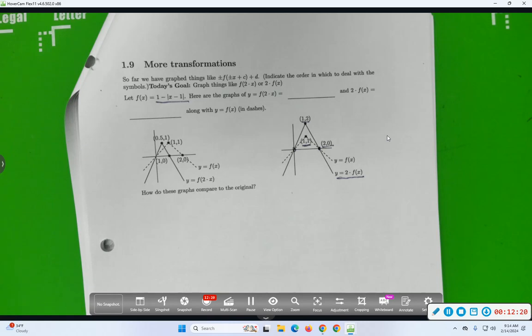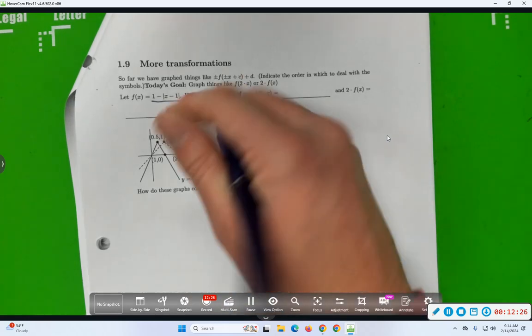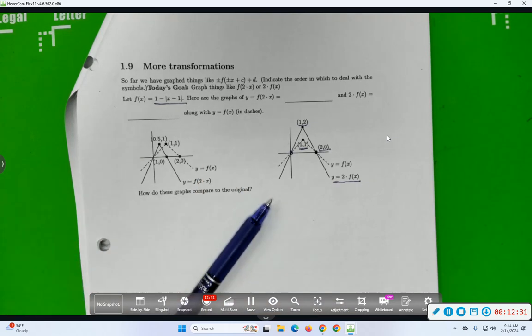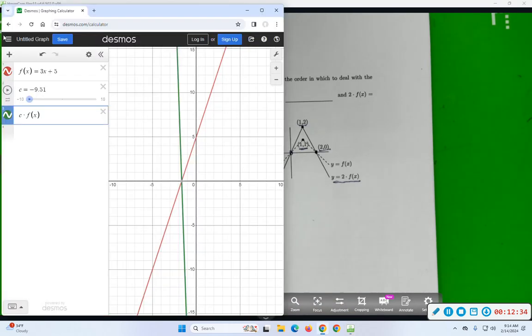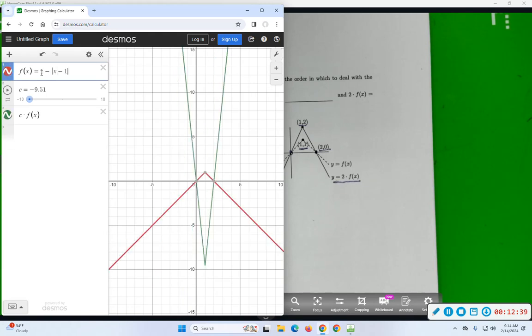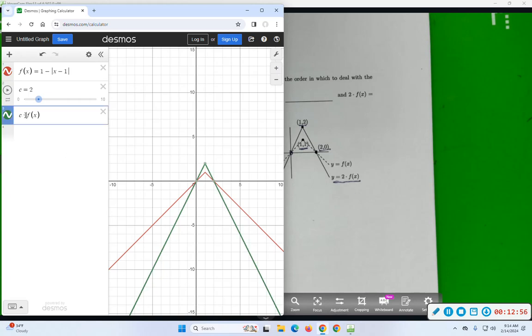Let's see what happens when we do the opposite. So here's the graph of still the same function, f of x equals 1 minus absolute x minus 1. In fact, let's go to Desmos to do this. Stick with positive numbers. There's the graph of this function, and let's start with c equals 2. And I now want f of c times x.